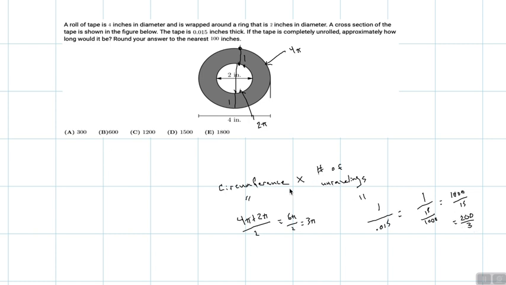So now we found these two values. They're going to be 200 over 3 unravelings, circumference of 3 pi. So therefore, the approximate length of that tape is going to be 3 pi times 200 over 3, which is 200 pi, which is approximately 600. So answer is choice B.